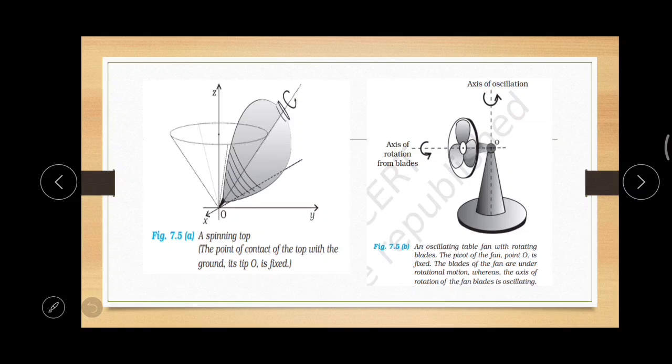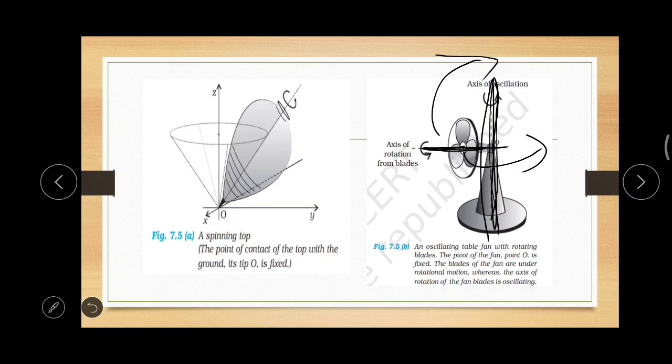Now in the case of the top, and as well in the case of a table fan. In the table fan, the axis of rotation of the blades is given. This is the axis of rotation. And along with that, what is happening? The spinning. If you are turning on the spinning, the face of the fan will rotate again in this direction and in this direction. So for that, the axis of oscillation will be this one. Okay, the axis of oscillation will be this one.